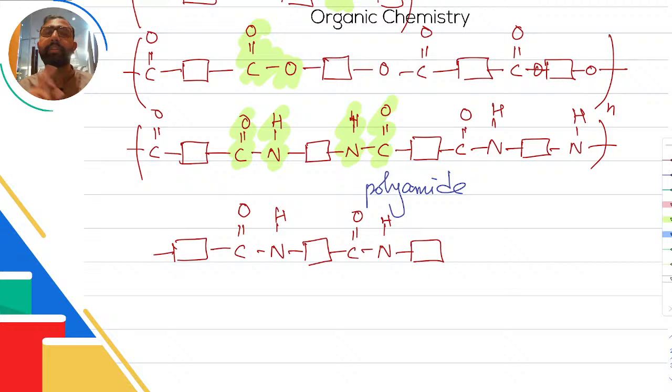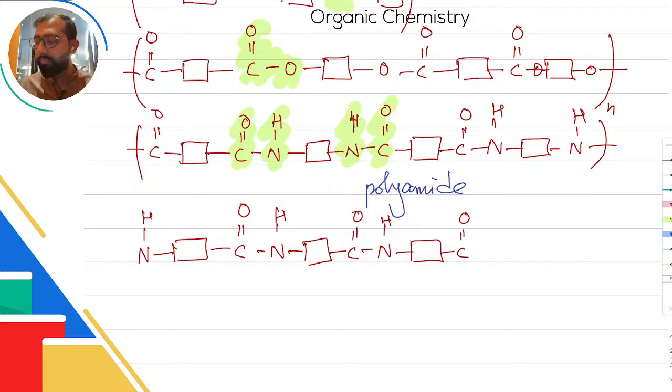If it is switching, CNNC, CNNC, that's polyamide. If it's not switching, if it is CN, CN, CN, it is polypeptide. Okay, so it just continues like that. And yeah.